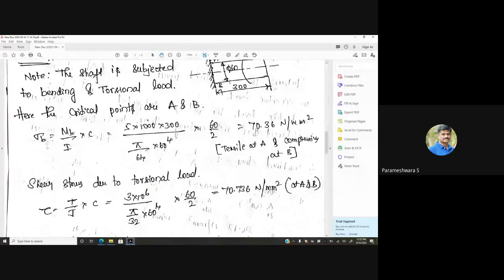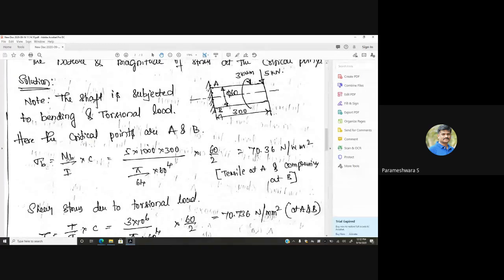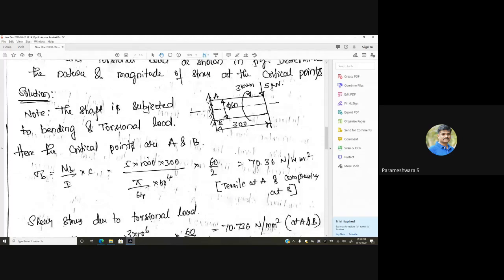Okay. So the critical points are A and B. I will calculate the bending stress first using the bending equation, M B by I into C, where I is the area moment of inertia. So put those values. M is the moment, 5 kilonewton, 5 into 1000 into span, which is 300. This distance is 300, divided by pi by 64 into 60 to the power of 4, into C, which is 60 by 2. So diameter is 60. What is this C? C is the distance of the extreme fiber from the axis. Substitute all these values and calculate bending stress.